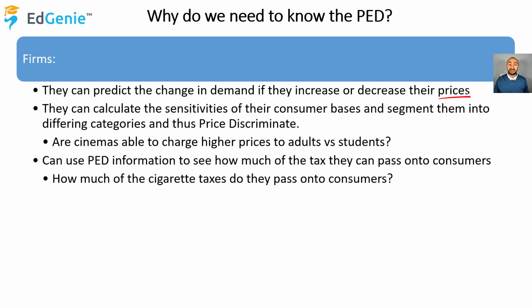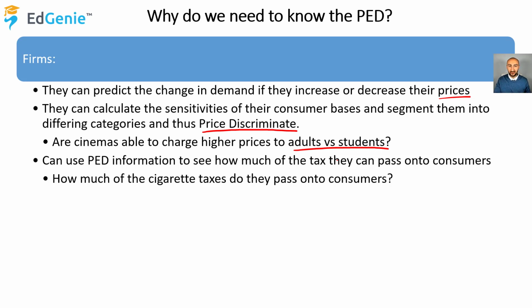They can calculate the sensitivities of their consumer bases and segment them into differing categories and thus price discriminate. So an example of this would be adults and students. At the cinema especially, cinemas are able to charge adults a higher price than you students. I have to pay a higher price than you guys, and that's because I'm less sensitive to changes in the price of movies than yourselves.